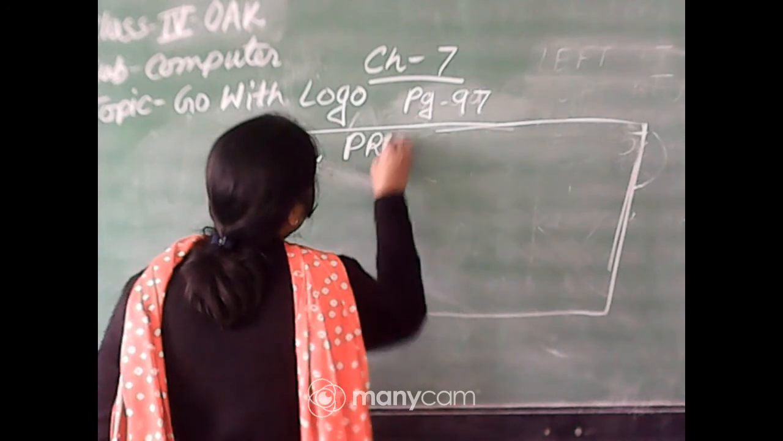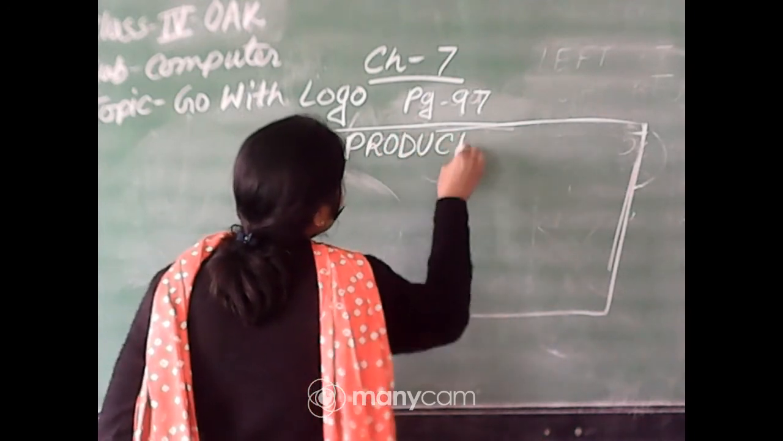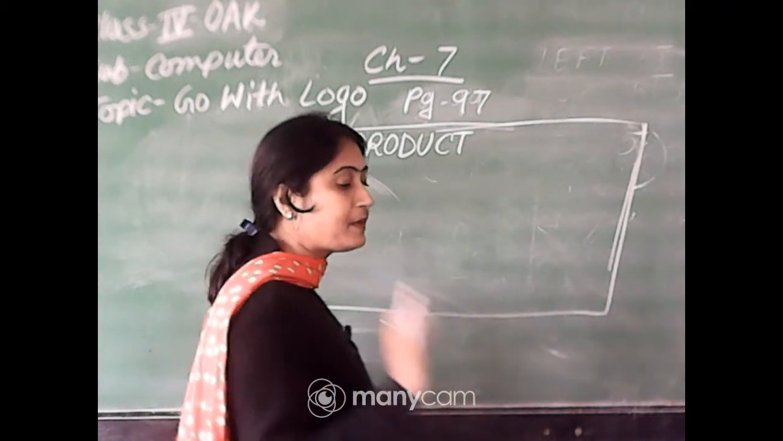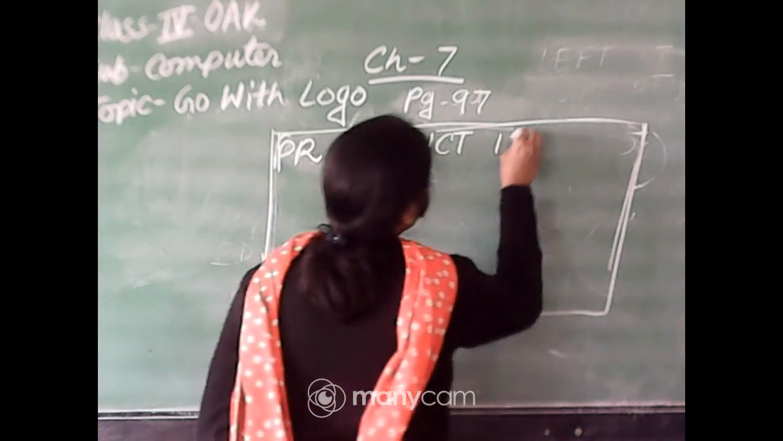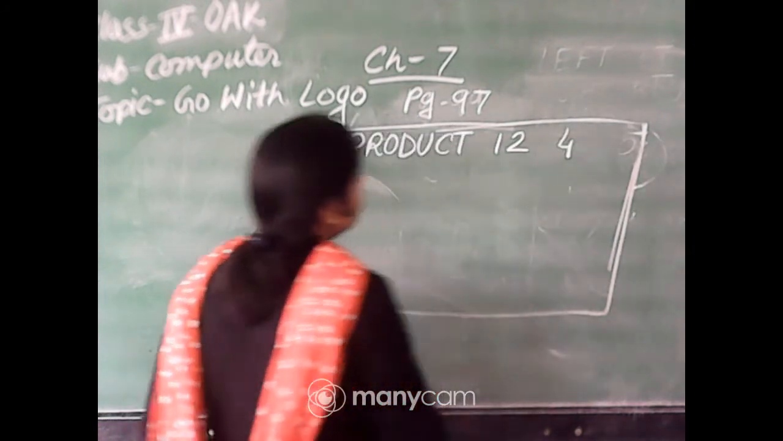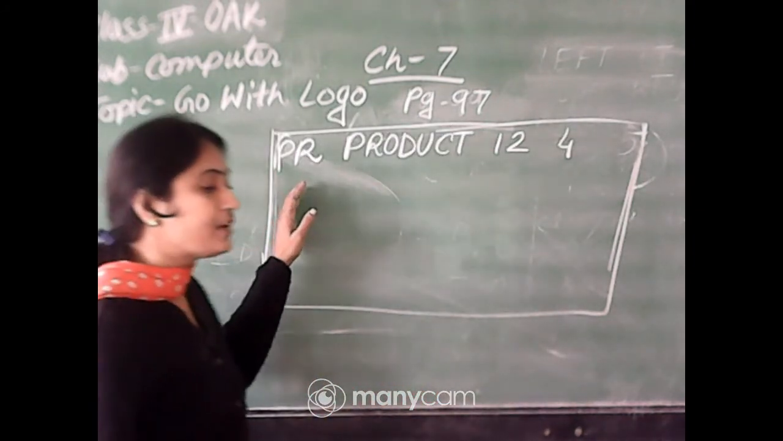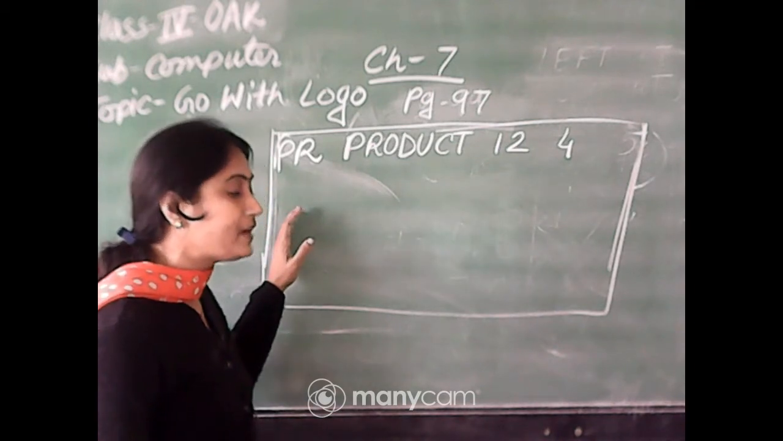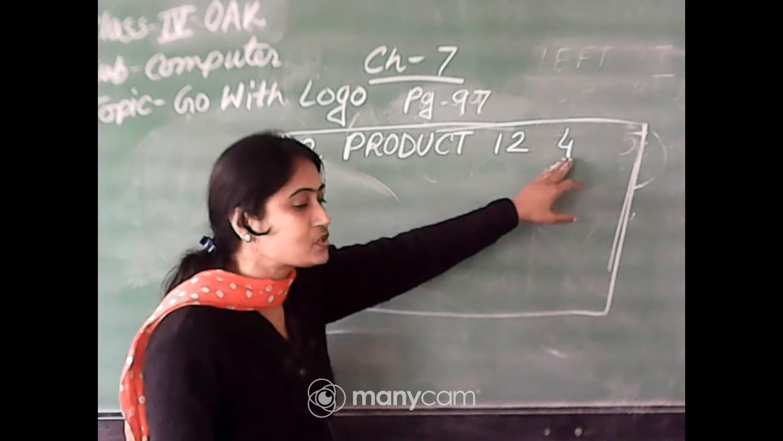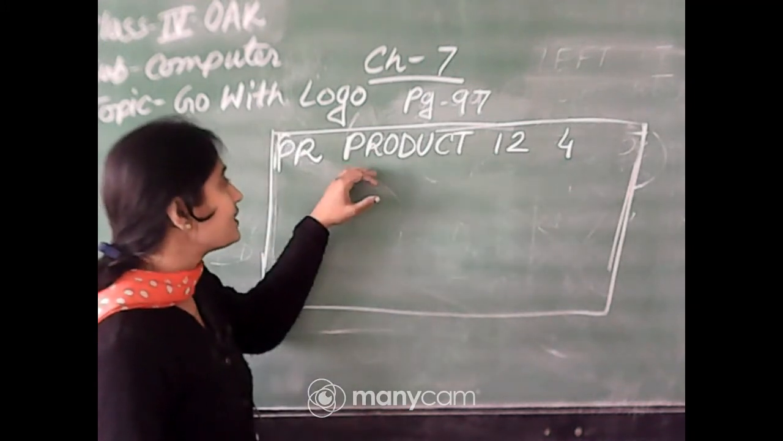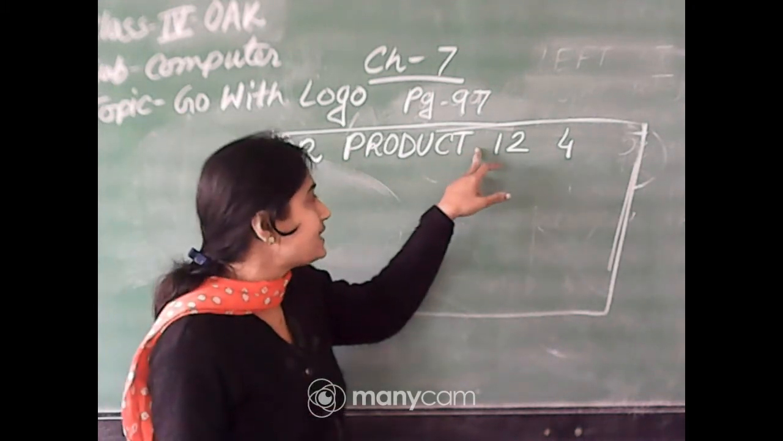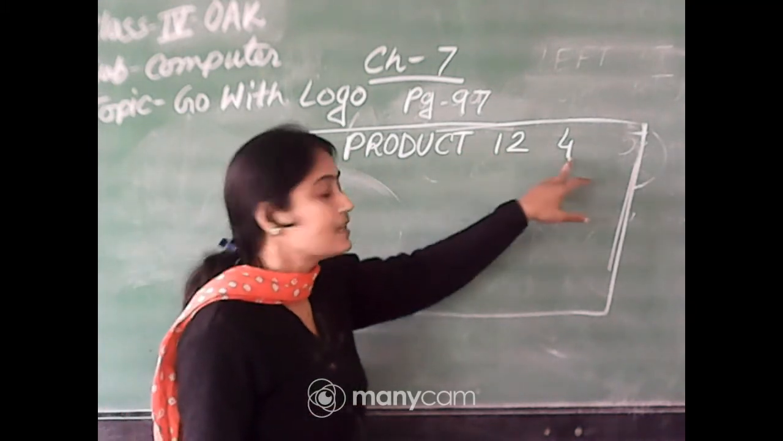P-R-O-D-U-C-T. Product. And then if you want to multiply only two numbers, 12 and 4, PR. Why do we apply PR? To print the result, to print the output. And product is a function if you want to multiply these two numbers. Product is a function name; if you want to multiply, type product, then space, first number, space, second number.